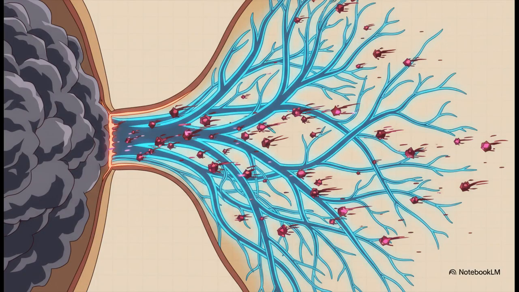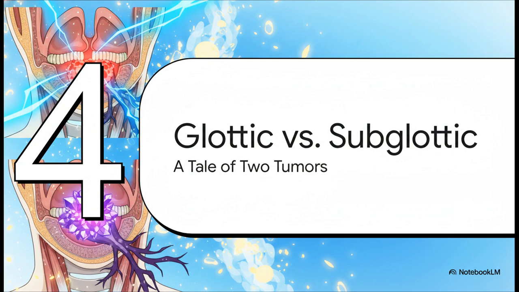So why is invasion of that pre-epiglottic space such a big deal? Well, think of that fat pad as being packed with lymphatics. It's basically an invasion highway for the tumor. The second it gets in there, it can spread like wildfire, and it immediately upstages the cancer. It's a game changer.